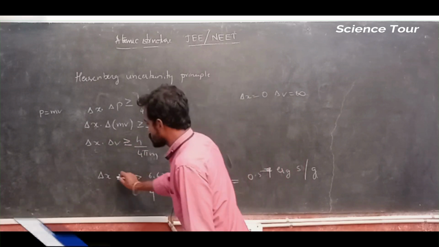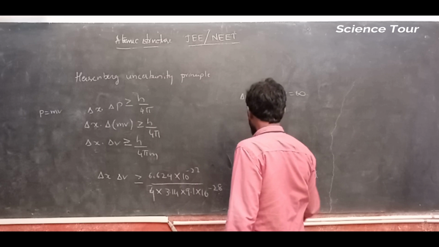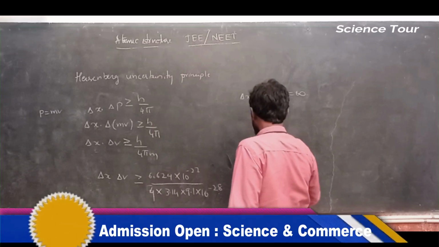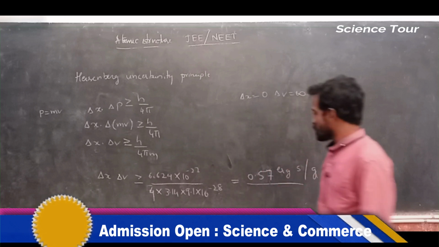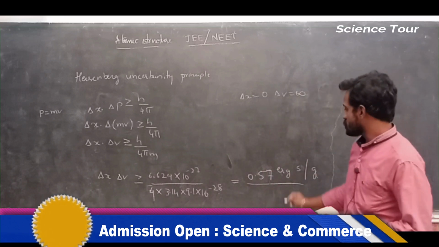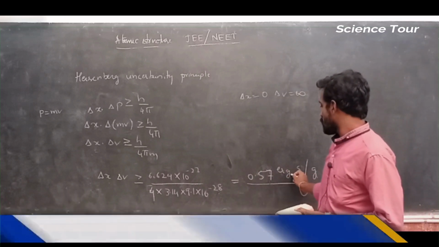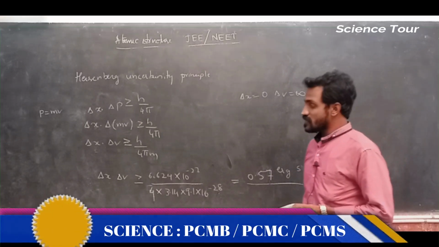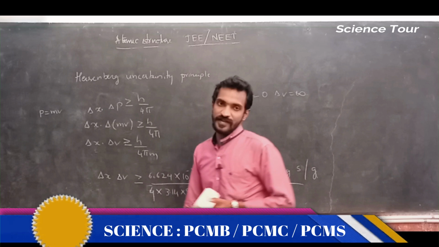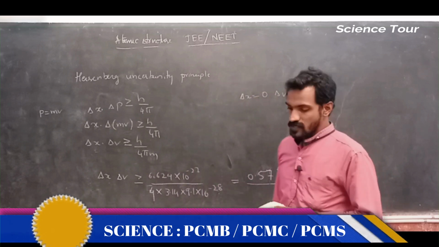What is delta x into delta v? It is 0.57 erg second per gram. This is the value we are getting for delta x into delta v, my dear students.